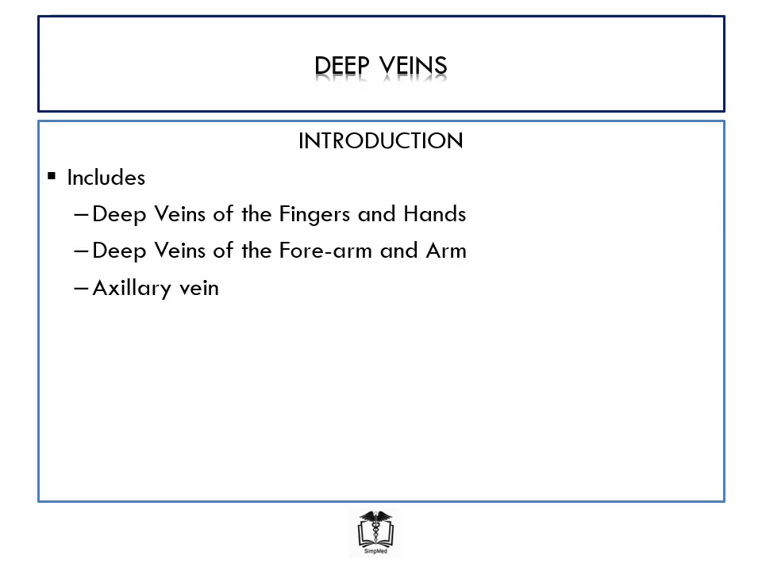Let's talk about the deep veins of the upper limb. The major deep veins you should know about will be deep veins of the fingers and the hands, the deep veins of the forearm and the arm, and then the axillary vein within the axilla.